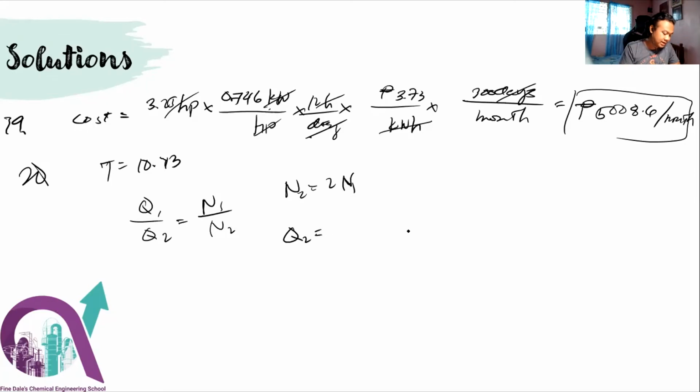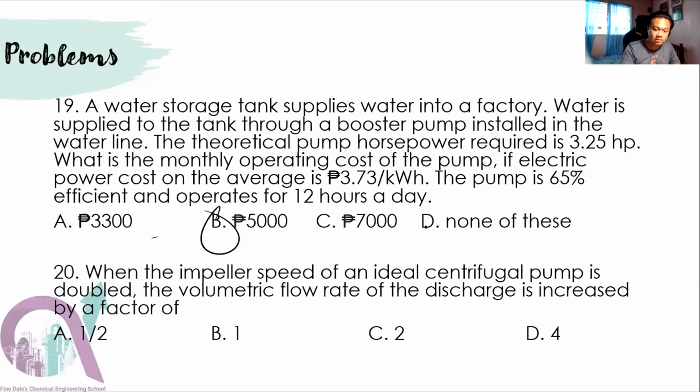So let's just... sa tawag na kaning reciprocate, diba? So you have N2 over N1, 2N1 over N1. You will get 2, diba? 2Q1. So the rate of discharge is increased by a factor of 2.